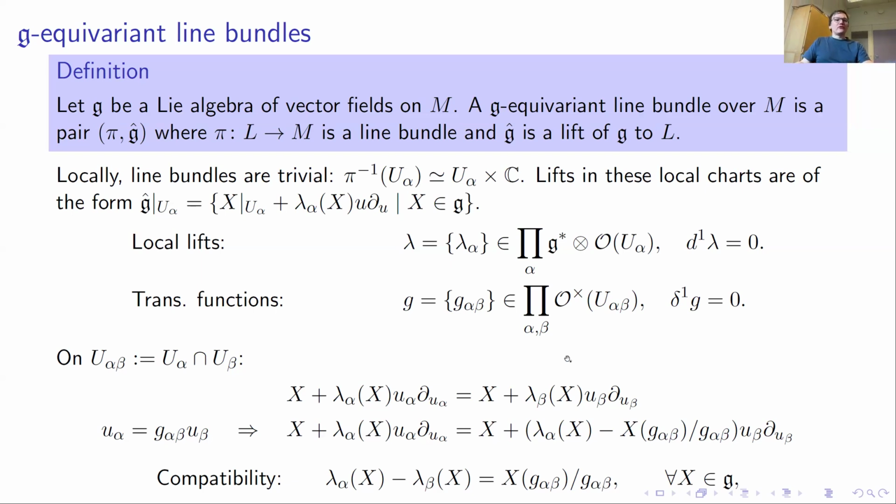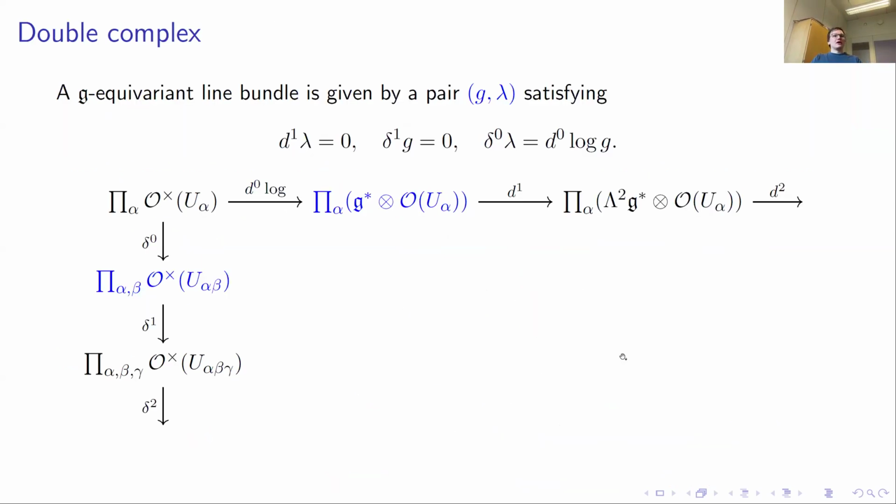Okay, so let's try to understand this. We already stated that the G-equivariant line bundle is given by a pair (g, lambda). Lambda satisfies this cocycle condition, g satisfies this. Here I've drawn the Chevalley-Eilenberg complex horizontally, the Čech complex vertically, and our lambda lives here, g lives here. Then I have written the compatibility condition like this.